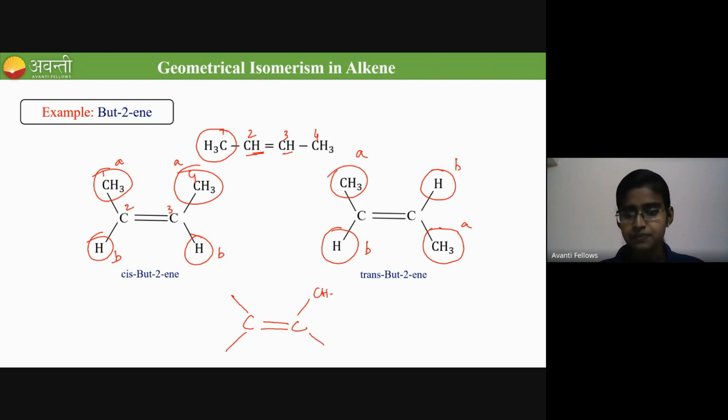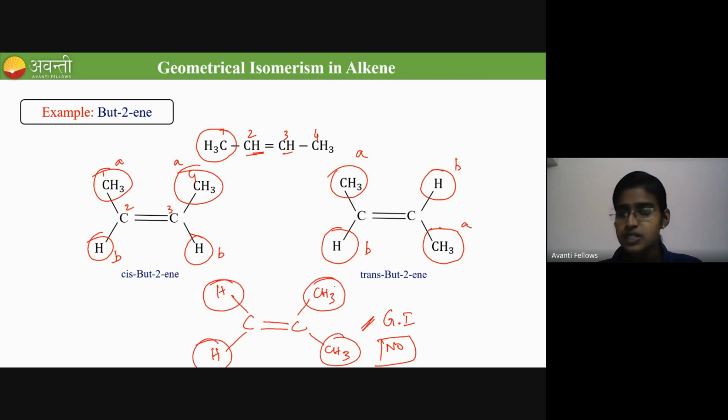For example, if I am having a compound like this, will this compound exhibit geometrical isomerism? You guys tell me whether this compound will exhibit geometrical isomerism or not. Yes, the answer is no. Very good, Anjanasri. It is no. Why is it no? Because similar groups, you can see they are attached to the same carbon. This compound will not exhibit geometrical isomerism.